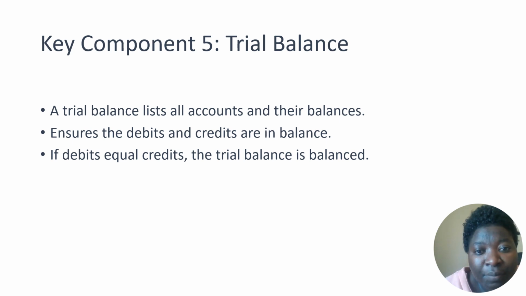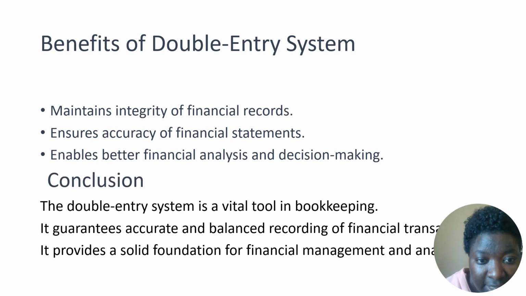We have another component called the trial balance. A trial balance lists all accounts and their balances, and you know that we have looked at those accounts up there. Accounts can be in the form of expenses, liabilities, equity, or revenue, etc. We also look at the trial balance as one that ensures debits and credits are in balance. So you cannot say that it is a trial balance if it is not balancing. It has to balance. If debits equal credits, the trial balance is then said to be balancing.